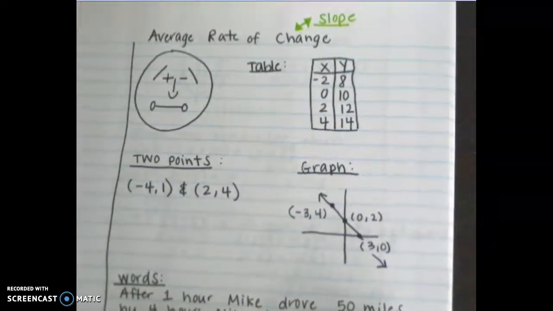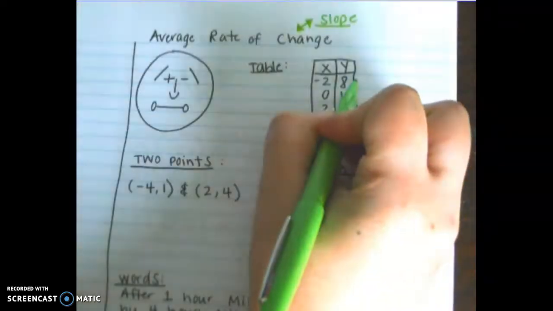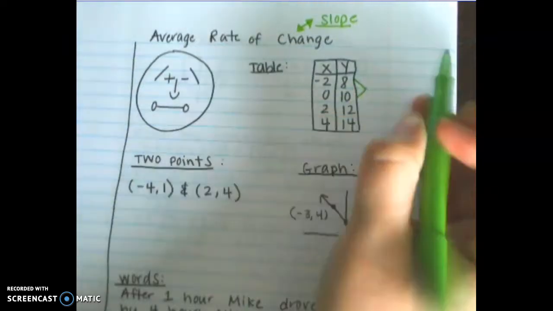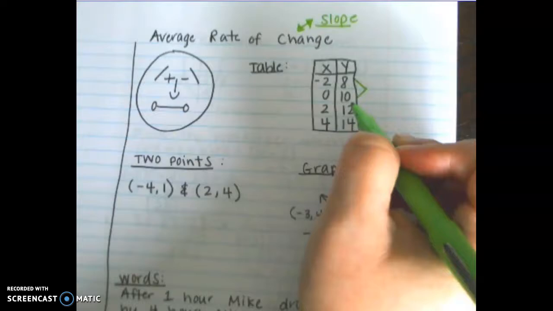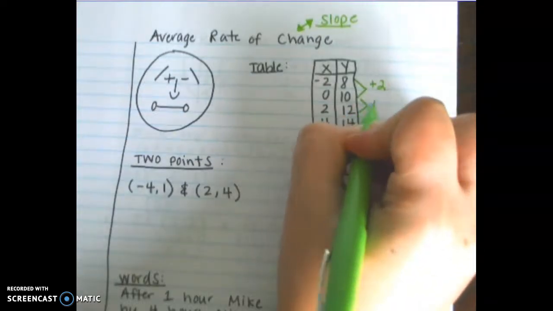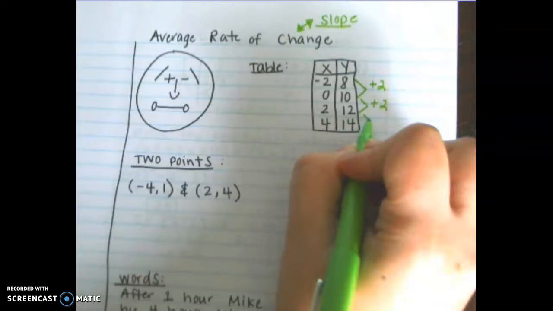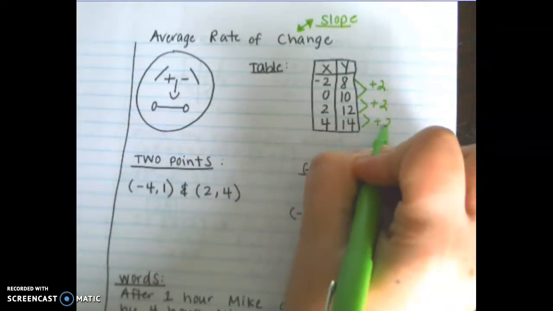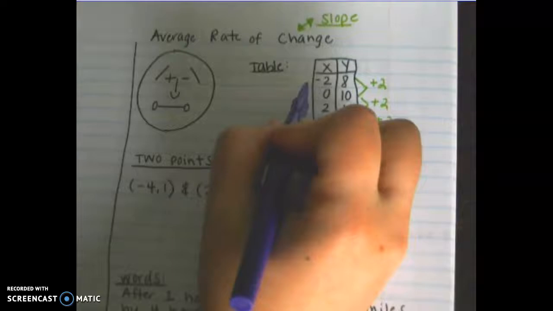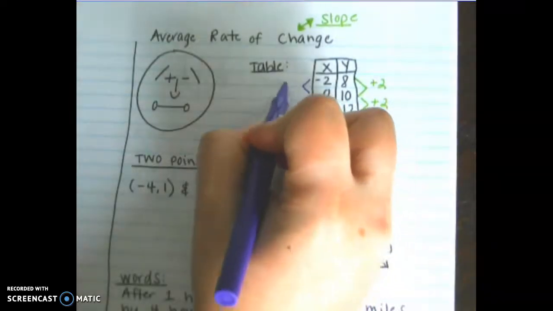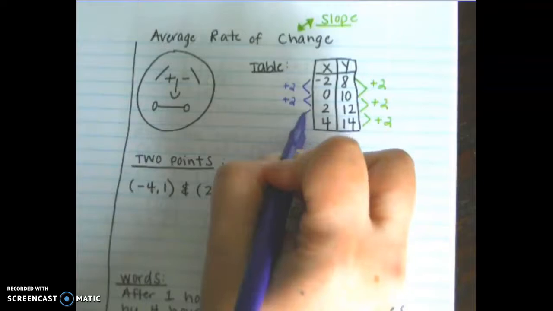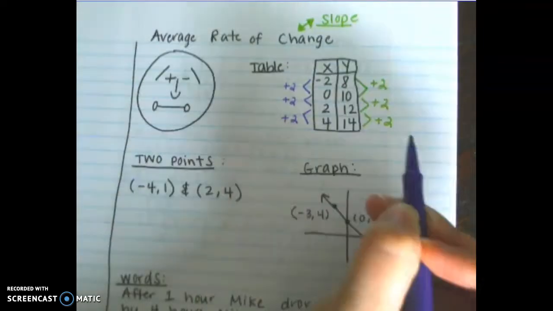All right, so finding the rate of change from a table, we have to analyze both sides and figure out the pattern. So how am I getting from 8 to 10? I'm adding 2. From 10 to 12? Adding 2. 12 to 14, adding 2, and I'm going to do the same thing on the x side. So from -2 to 0 is up 2. That's also up 2. From 2 to 4 is up 2.